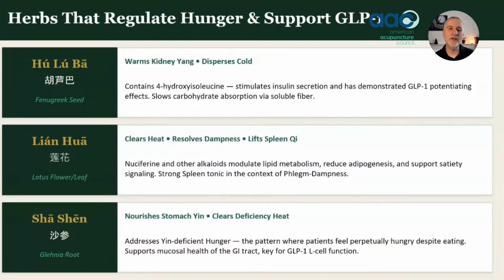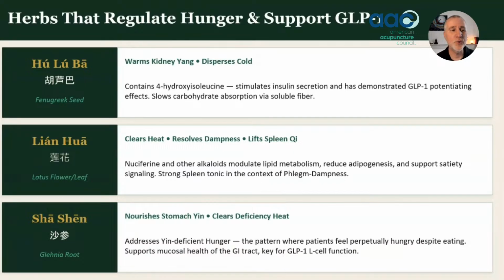So I want to give you a few examples of herbs that help to regulate hunger and support the GLP-1. These are just examples. There's many. The list is very long. If you do even a simple Google search, you'll hit many of the herbs. So I'm giving you just a few samples of that idea.